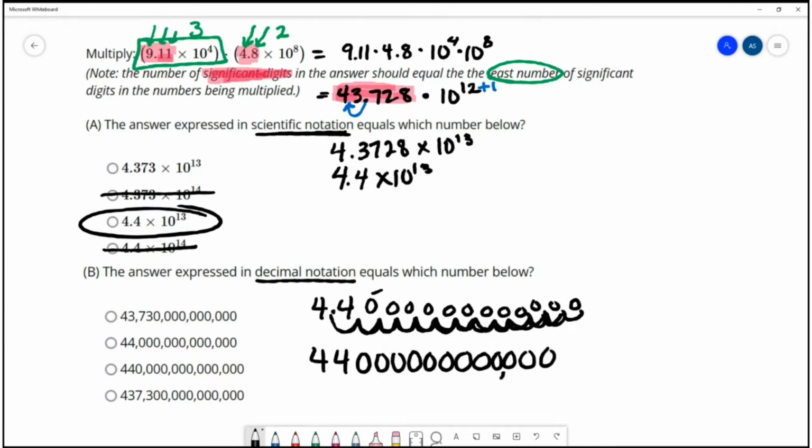So I'm going to group these zeros in threes, and we can see that we have this as our answer, and that might be 44 billion.